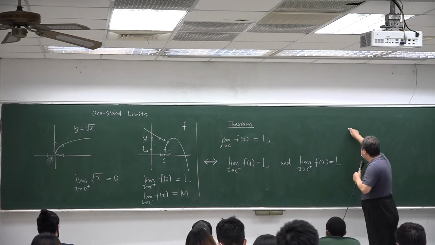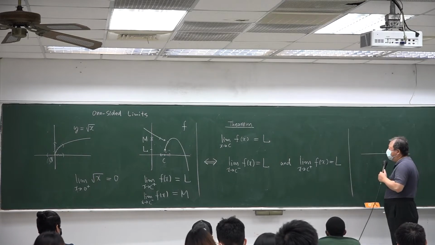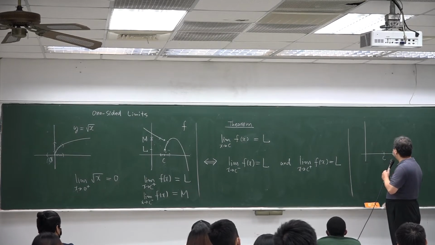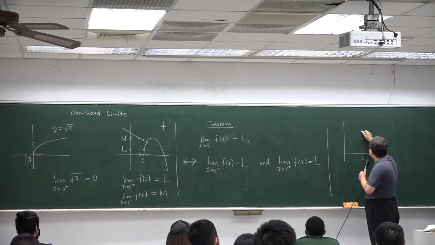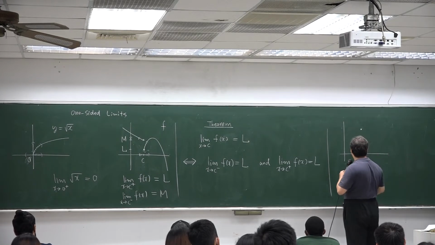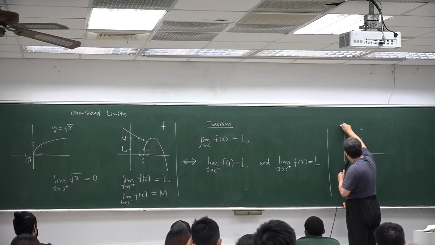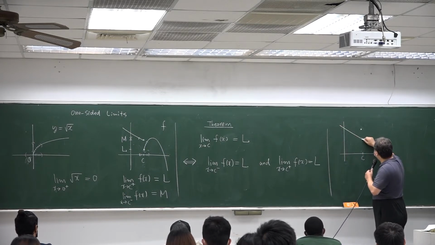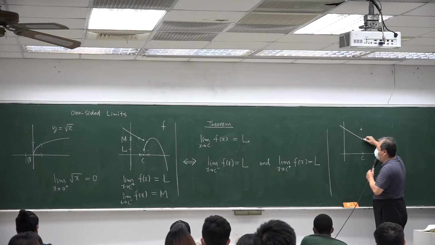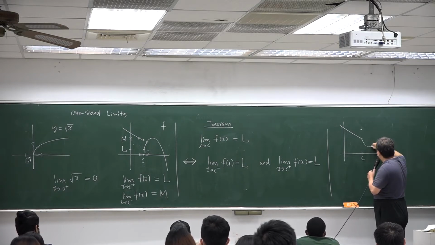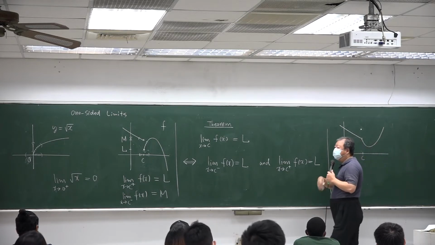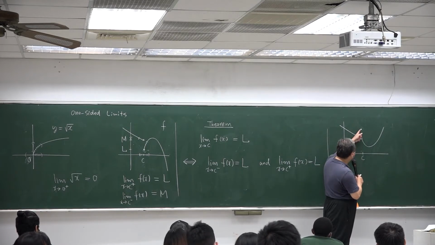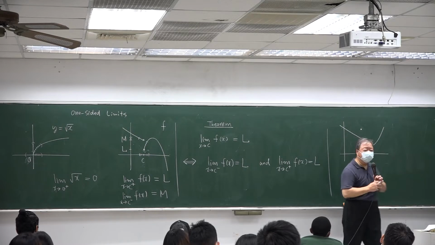Let's consider a picture here. Suppose this is position C. Maybe f is defined or undefined at C. Maybe this is a line, and this is perhaps the plot of a parabola. And f is defined at C. The value of f at C is here, not here.